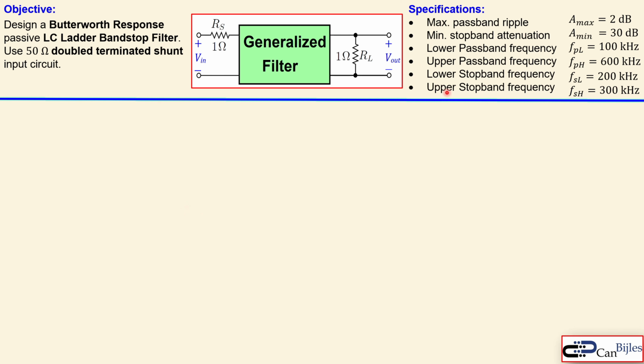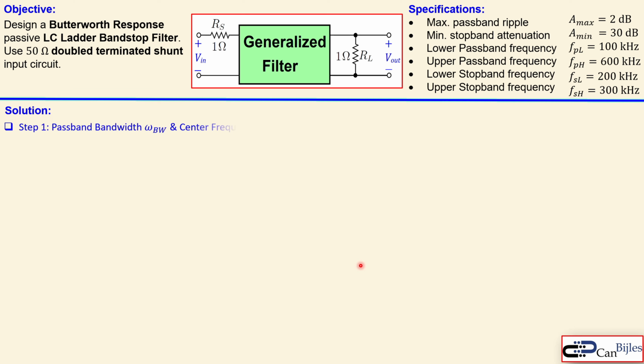There are also other specifications given here. The maximum passband ripple must be 2 dB. The minimum stopband attenuation must be 30 dB, and we have the lower passband frequency 100 kHz. Upper passband frequency must be 600 kHz. The lower stopband frequency must be 200 kHz, and the upper stopband frequency must be 300 kHz. So we will see if we really met this also in the simulation results. Let's look at our solutions.